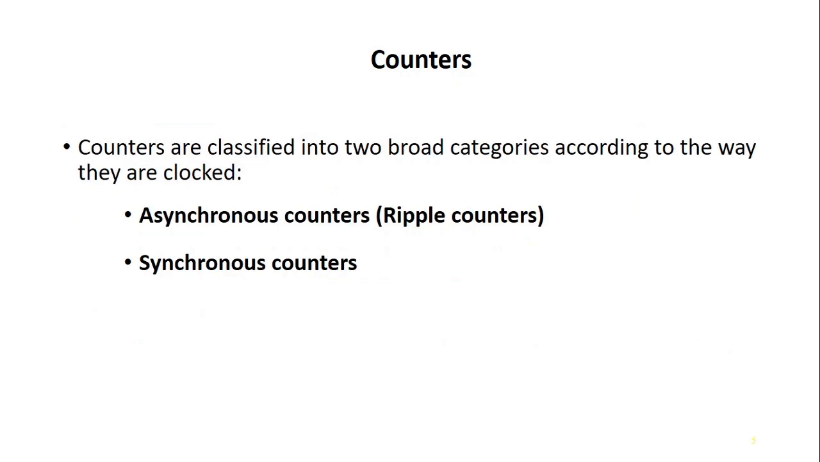The counters are classified into two broad categories according to the way in which they are clocked. First one, asynchronous counters, also known as ripple counters, and synchronous counters.